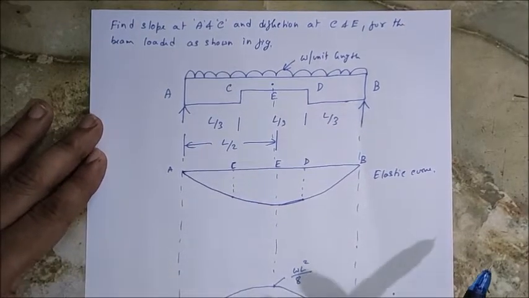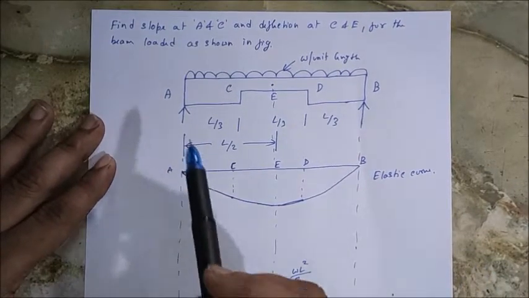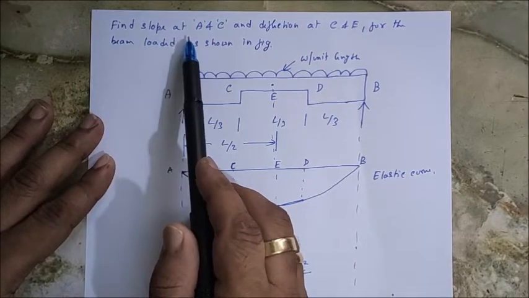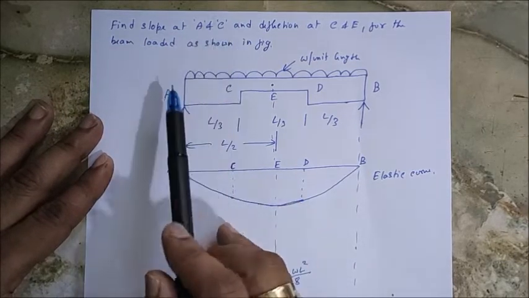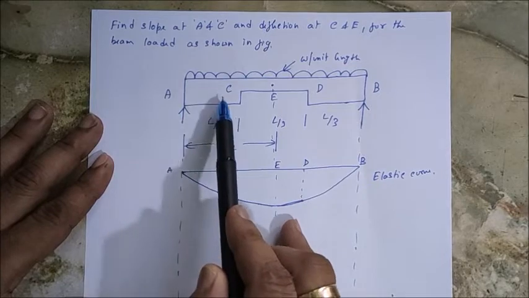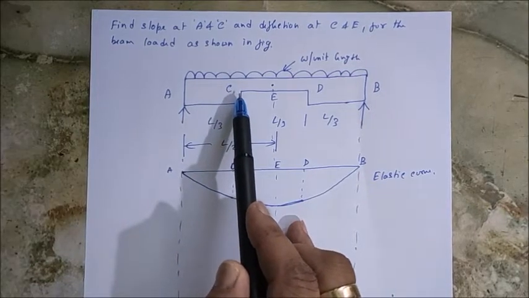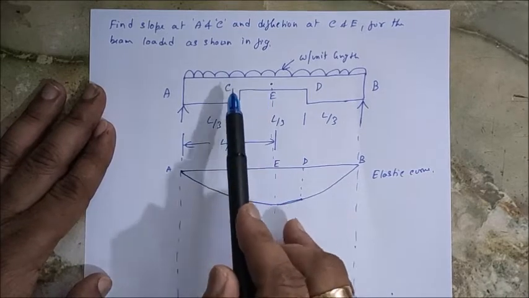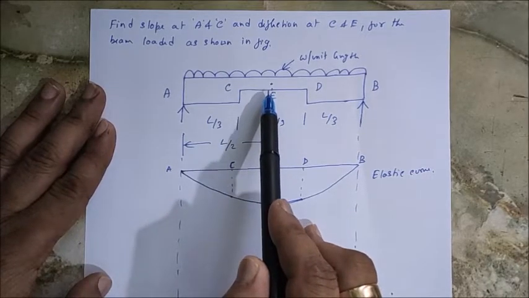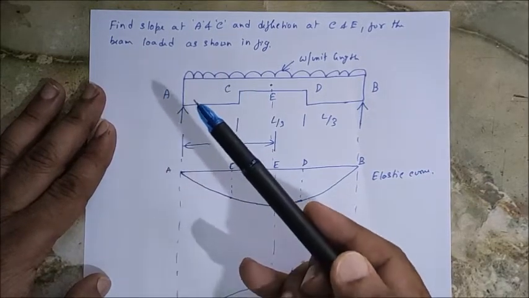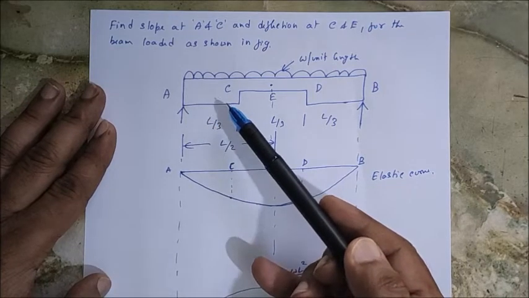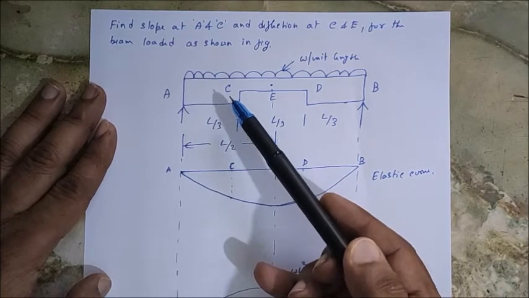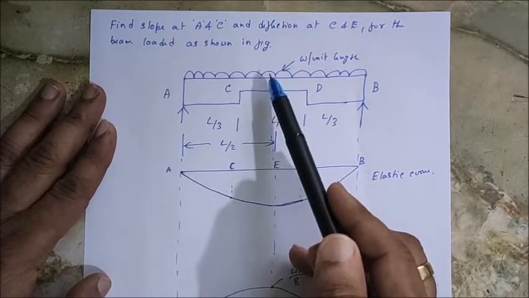Let's solve one more problem. In this one, find the slope at A and C. A is the support and C is at the quarter span, and find the deflection at C and E, that is quarter span and half span. So you may get a question in the exam asking to find the slope at quarter span and deflection at quarter span, or they may ask any of these combinations.